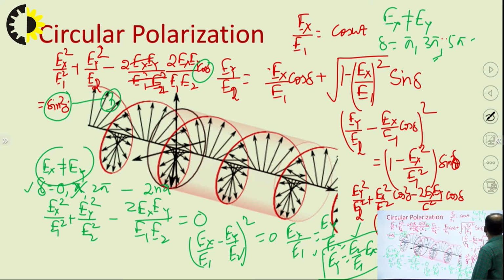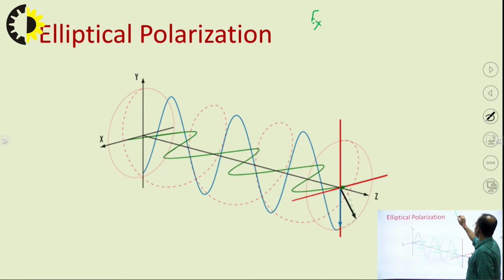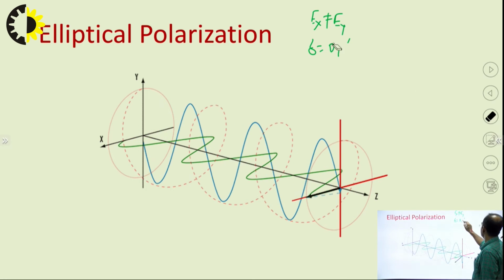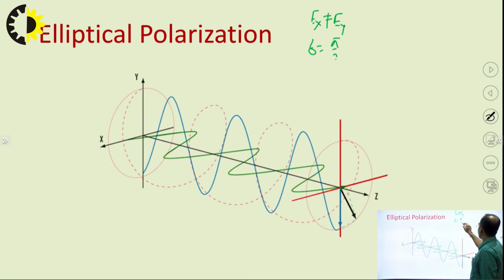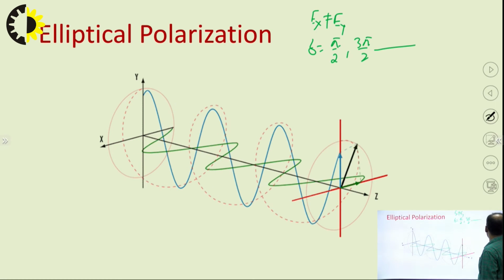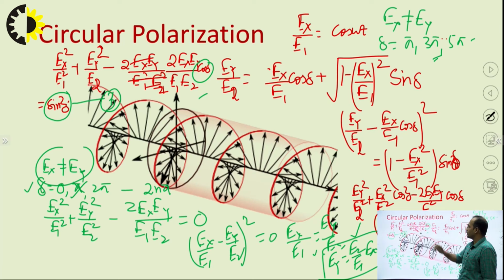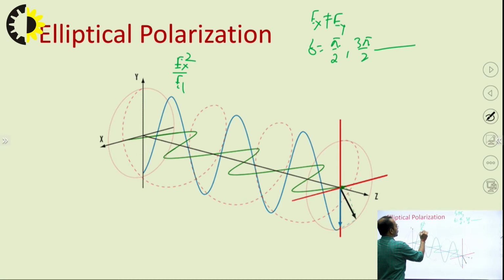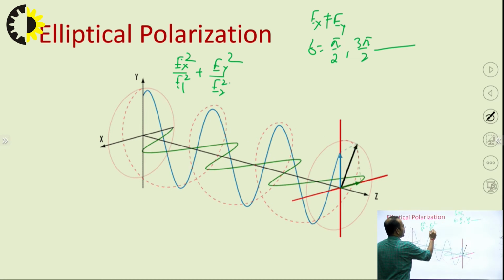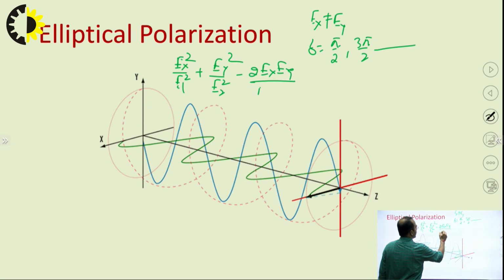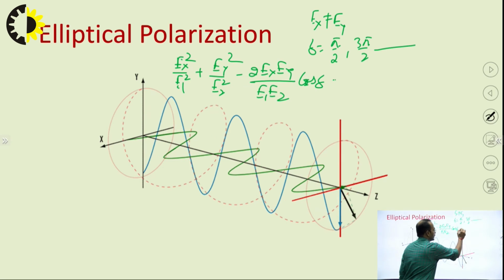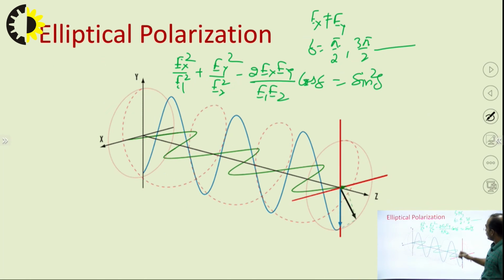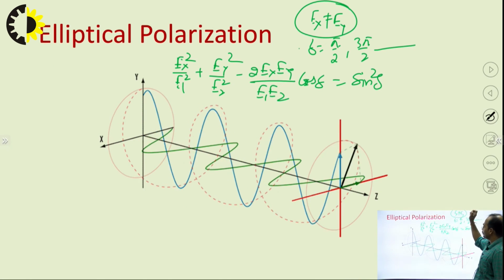I am considering the third case, Ex is not equal to Ey and delta is equal to pi by 2, 3 pi by 2 and so on. So what will I get from here? This is the standard equation that I have written: Ex square by E1 square plus Ey square by E2 square minus 2ExEy by E1 E2 cos delta is equal to sin square delta. This is the same equation. So if I am considering Ex is not equal to Ey and delta is equal to pi by 2, 3 pi by 2, 5 pi by 2 and so on.